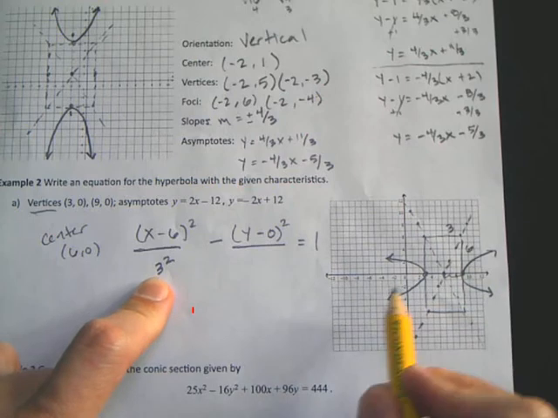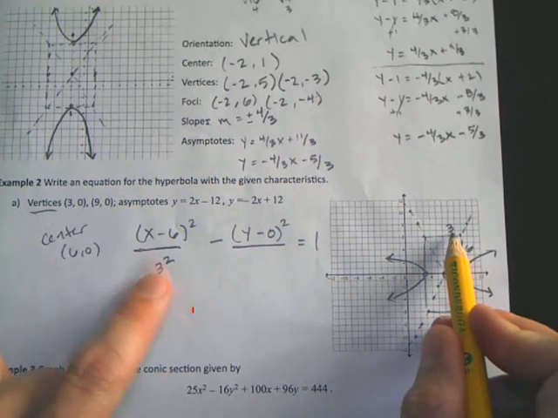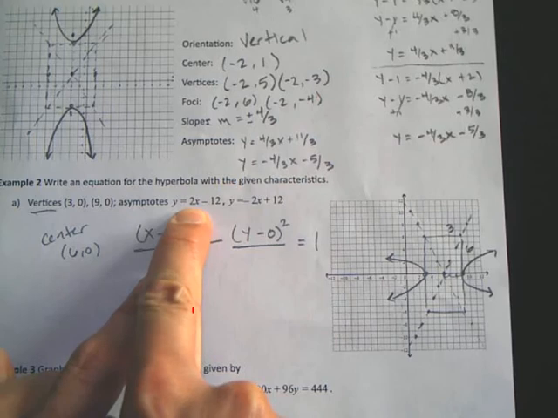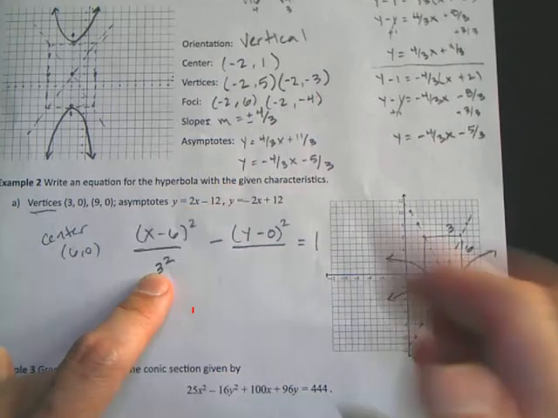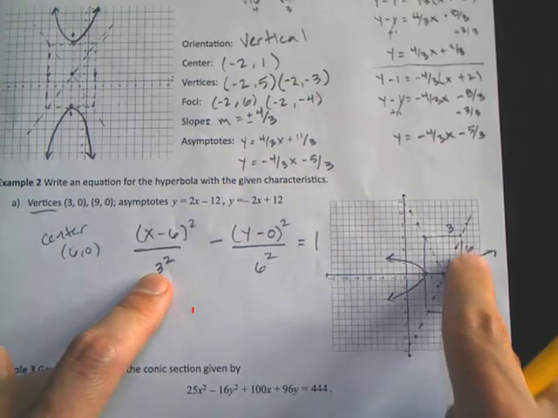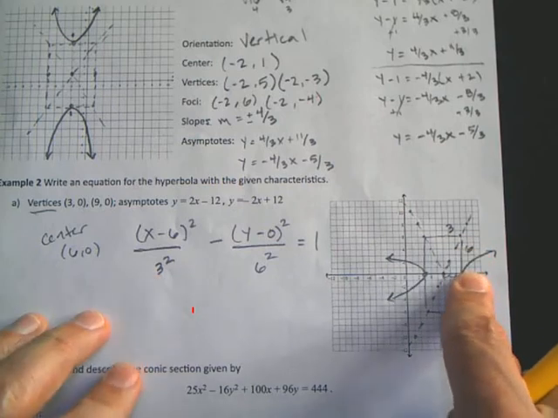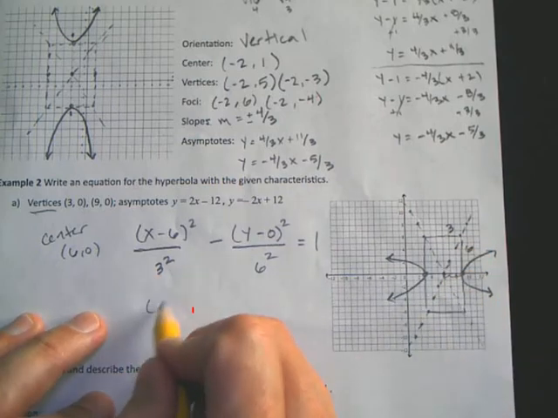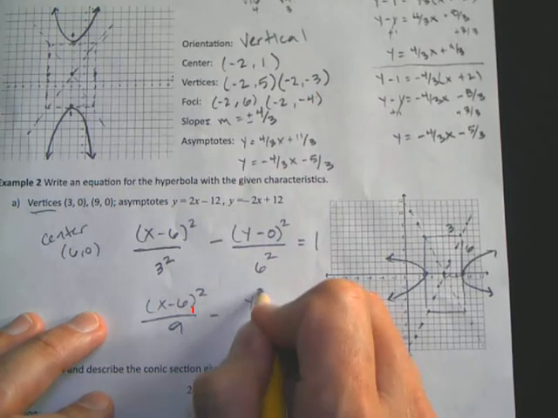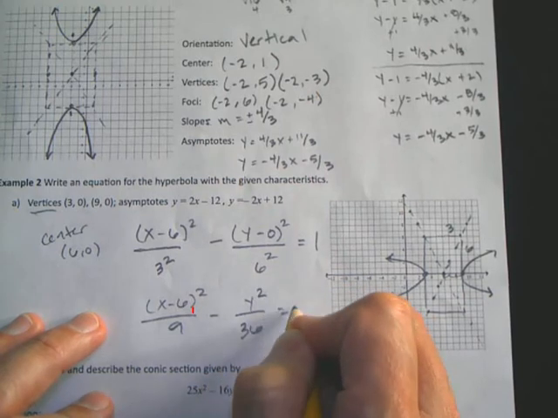But what's 6 over 3? It's the same as 2. So I know that this value is 6 squared because it's always the vertical distance here. Simplifying, x minus 6 squared over 9 minus y squared over 36 equals 1. Bingo. Please rewind and watch that again if you got lost.